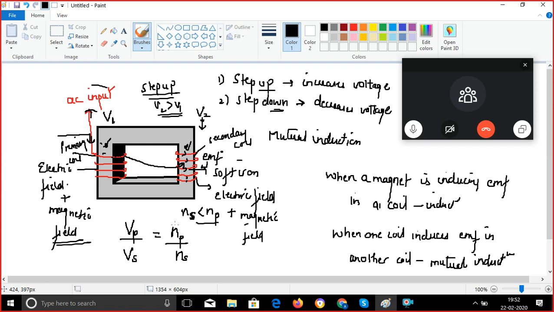So the induction, the definition of transformer, the two types of transformers, and what else? So you have written induction, mutual induction, and transformer. Then you have to write the principle of transformer: it works on the principle of mutual induction. After this, draw this diagram and write the formula, the relationship.